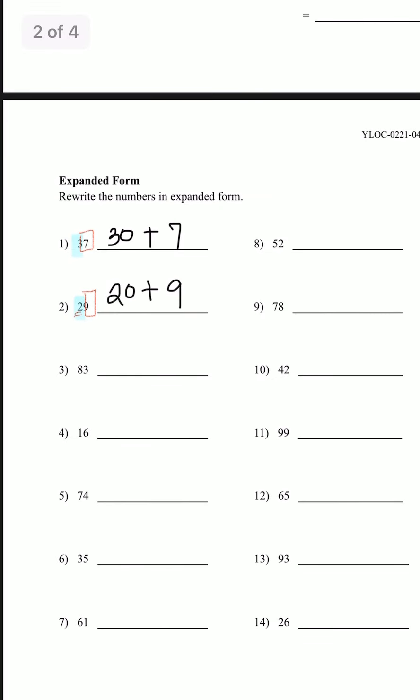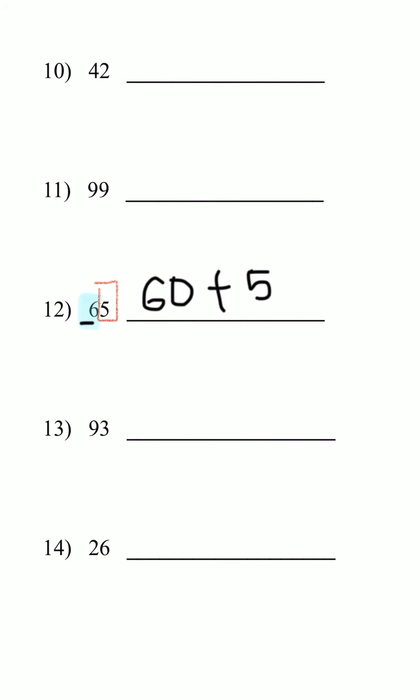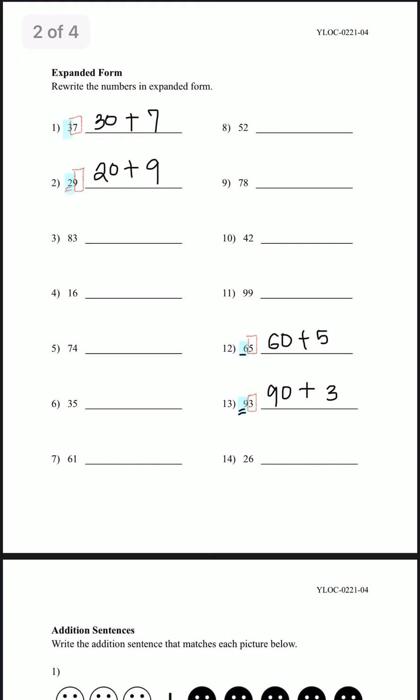And let's try number 12. We have 65. 65 has 6 tens, right? So that would be 60 plus 5 ones, right? When we look at the ones place, we have 5. So that would be 60 plus 5. And let's try number 13. Here, in the tens place, there's 9. So that would be 90 plus, and there's 3 in the ones place. So that would be 90 plus 3, okay?